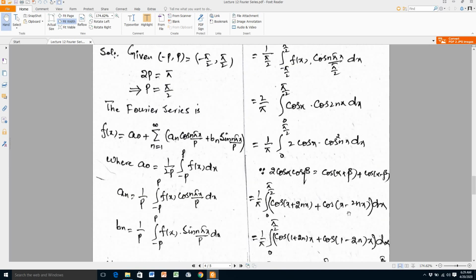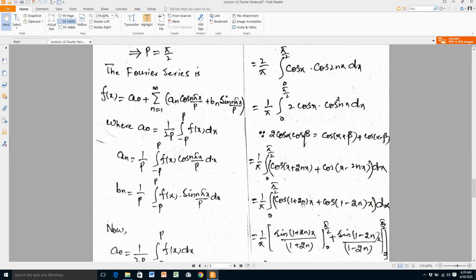Now you know that the product formula is 2 cos alpha cos beta is equal to cos(alpha plus beta) plus cos(alpha minus beta), and in this step I substitute the values of alpha and beta. 1 over pi from 0 to pi by 2 cos(x plus 2nx) plus cos(x minus 2nx) dx. Taking x common, you get cos((1 plus 2n)x) plus cos((1 minus 2n)x) dx.